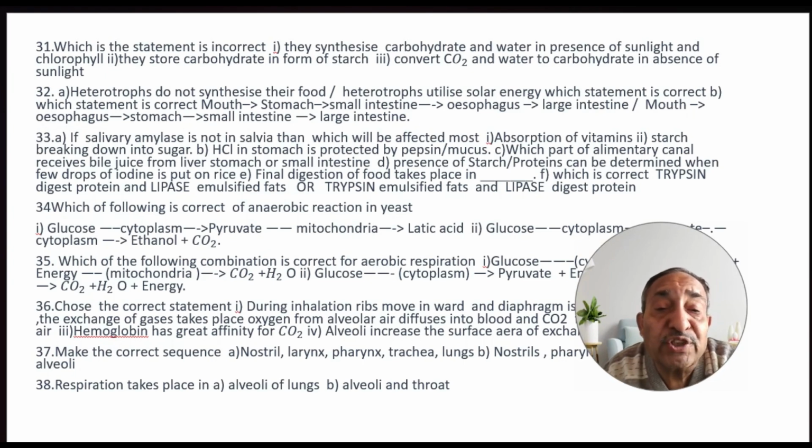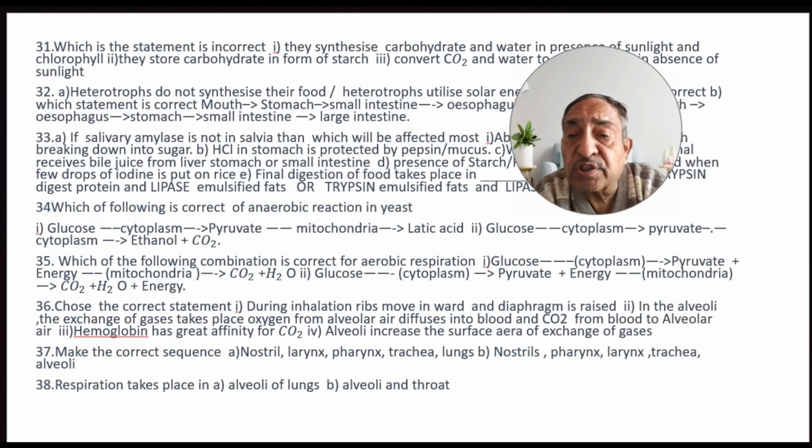नेक्स्ट, which of the following is correct of anaerobic respiration in yeast? First, glucose in cytoplasm or pyruvate in mitochondria, lactic acid. ये बताना है. नेक्स्ट, ग्लूकोज, साइटोप्लाज्म, pyruvate. फिर आ जाता है साइटोप्लाज्म which changes into ethanol and carbon dioxide.